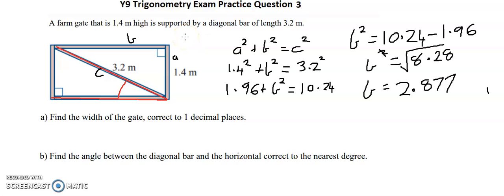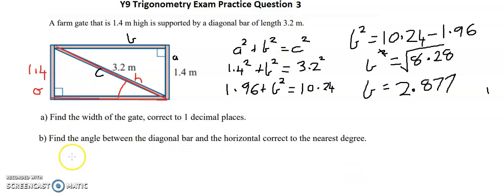Now the first thing I need to think about is, what am I going to use? Well, I know my height over here is 1.4, and I know my hypotenuse. So that means I've got opposite and I've got hypotenuse. So I'm going to be using the sine relationship.